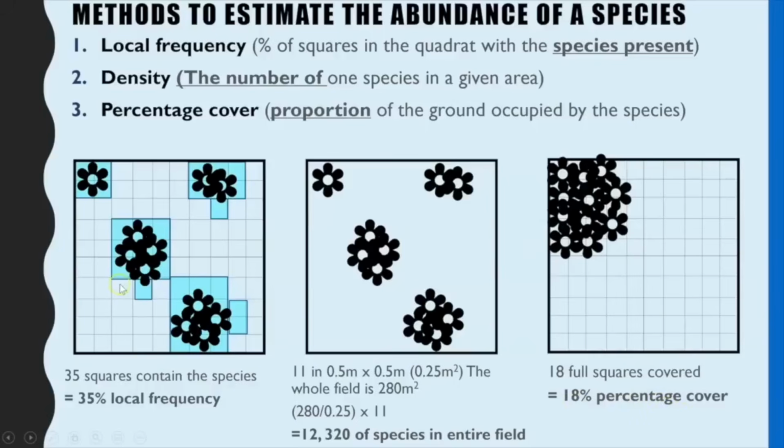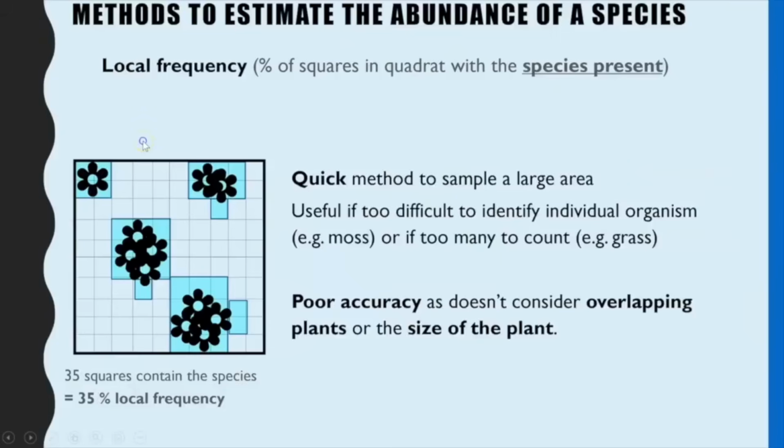Now, just having a look at these, each time I've used exactly the same data. So I've used exactly the same position and number of daisies, and we have very different answers for percentage cover and local frequency. So that's the final thing I'm going to go through, the pros and cons of these 3 methods, so you know when to use each one. Because that's another thing you could be asked for Required Practical 12, which method would be most appropriate for the example they've given you.